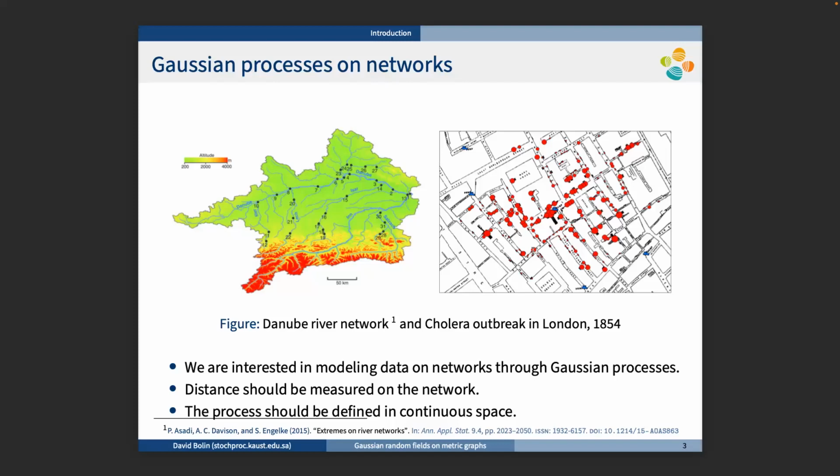So this is the type of process that we're interested in defining. And importantly, as I said, we should measure distance along the network, and we want these to be models that are defined in continuous space, because we want to be able to do things like Kriging prediction or spatial interpolation using these models. So assuming that you have data observed at discrete locations, we want to be able to infer values at other unobserved locations in the network.